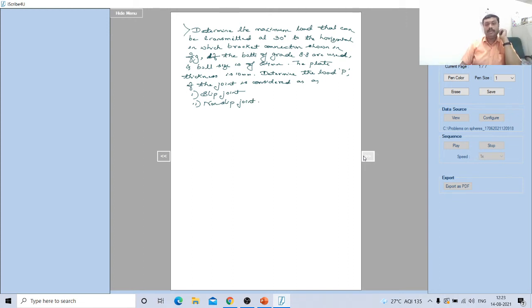So they want to find out the maximum load that can be transmitted at 30 degrees to the horizontal, in a bracket connection shown in the figure. If the bolt grade of 8.8 is used and the bolt size is 24 mm, the plate thickness is 10 mm, determine the load if the joint is considered as a slip joint and a non-slip joint. Okay, so this is the figure they have given for you. Bracket connection.